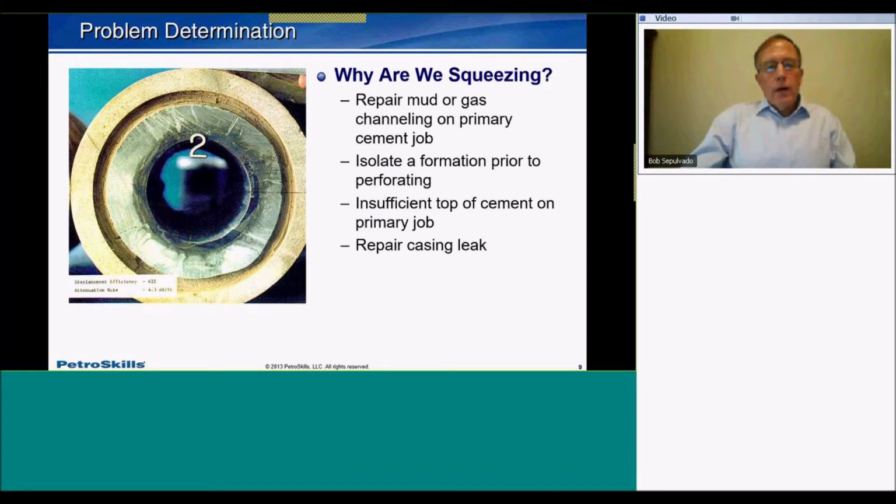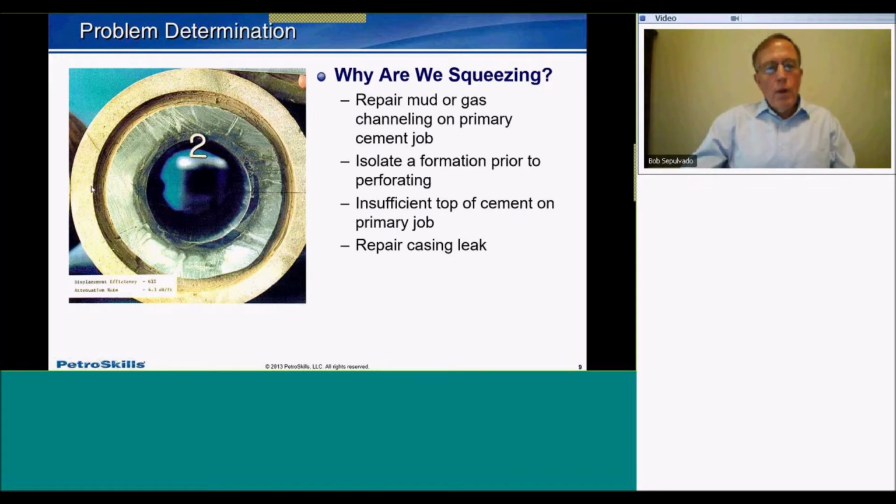So we've ascertained that we have a problem here. Now, what are we going to do about it? Well, we may not have to do anything. Now think about this. We perforate through the steel casing, through the cement, through the mud, into the formation, and we attempt to establish some type of injection rate.